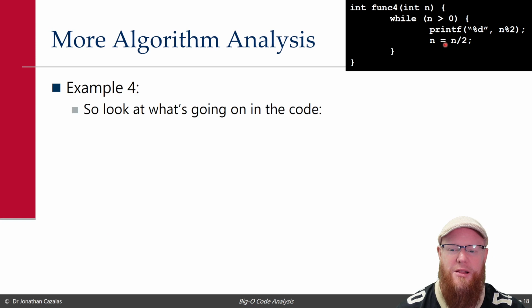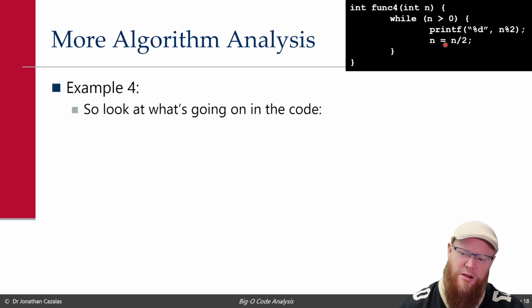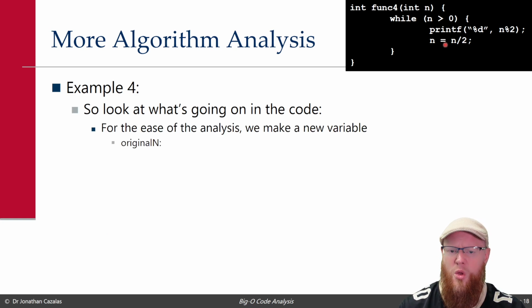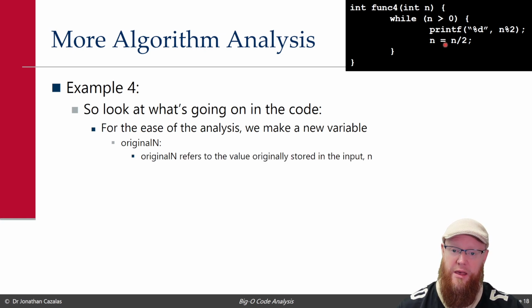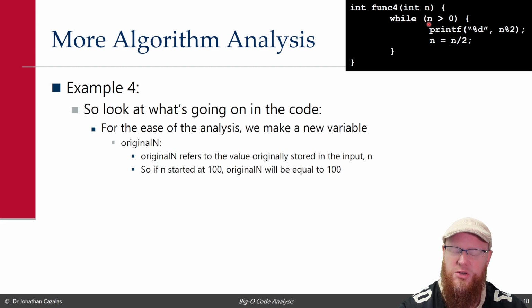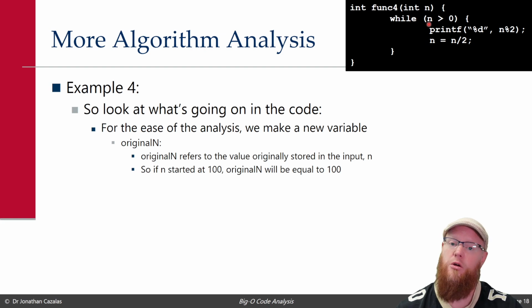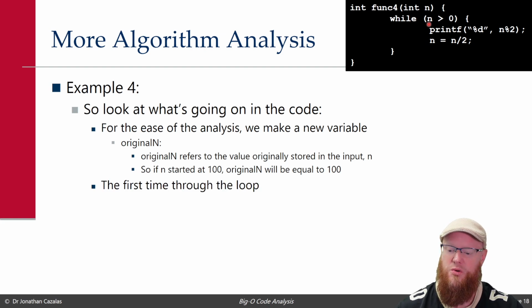So how do we actually get that log? We've seen it once before. Let's actually show it again. We're going to make this new variable called original n. Original n refers to the value that was stored originally in that input, right? That input n right here. We're going to call it original n. So if n started at 100, original n, of course, will be equal to 100.